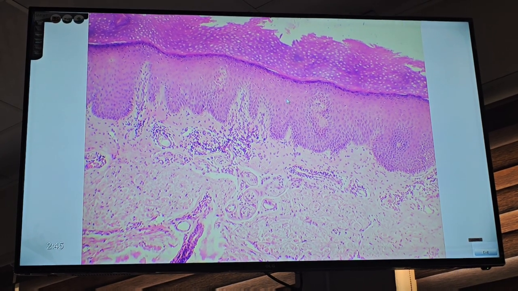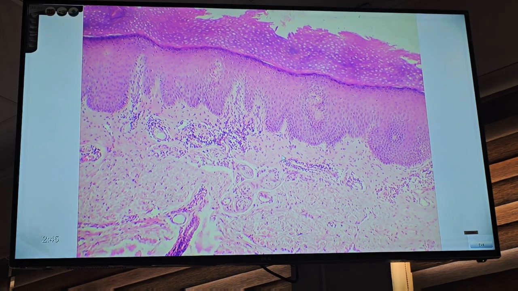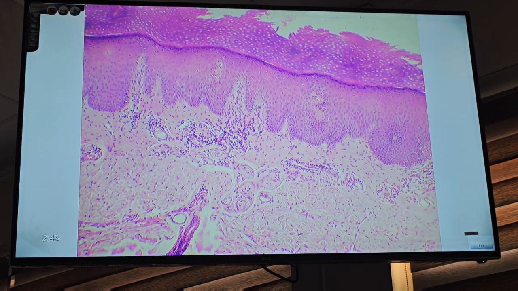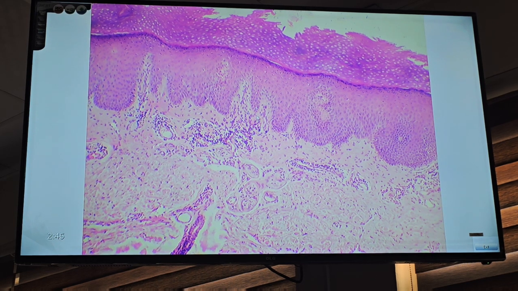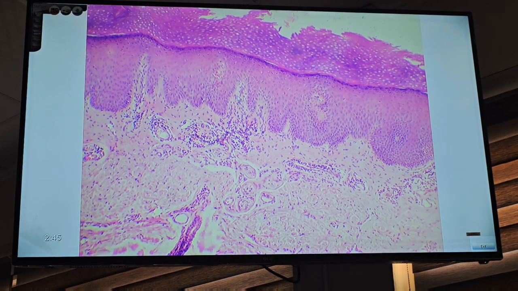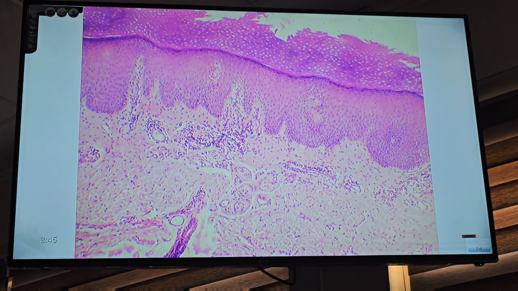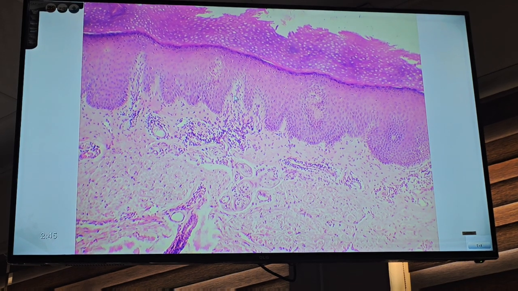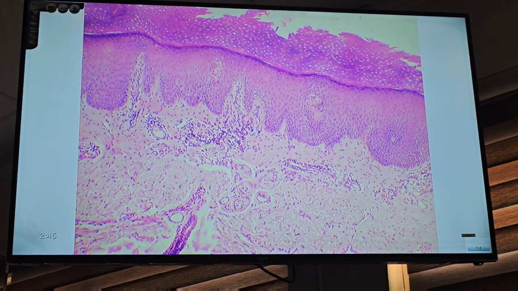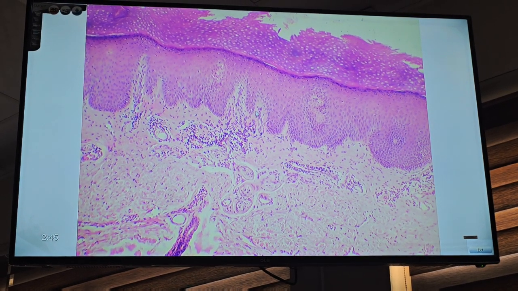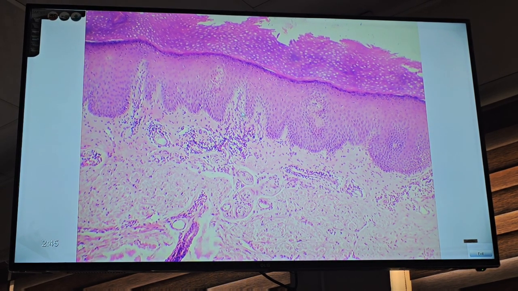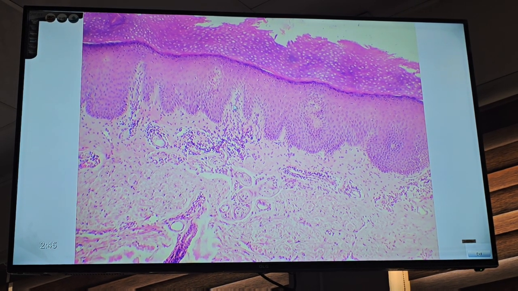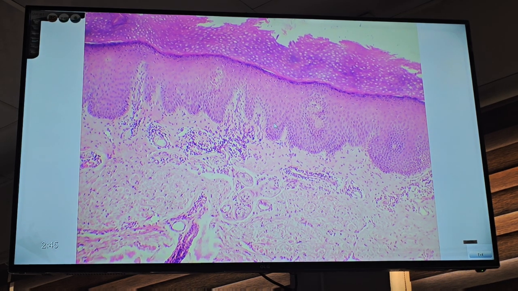The junction between epidermis and dermis is irregular. We can see projections from the dermis called dermal papillae, which interdigitate with epidermal invaginations called epidermal ridges. This is the dermal papillae and this is the epidermal ridge.